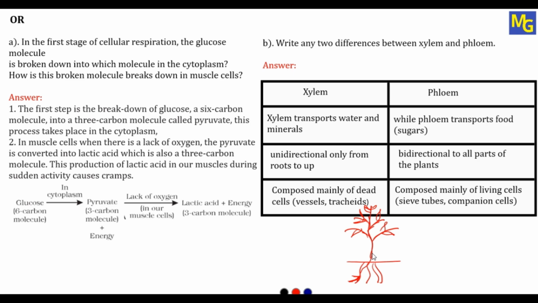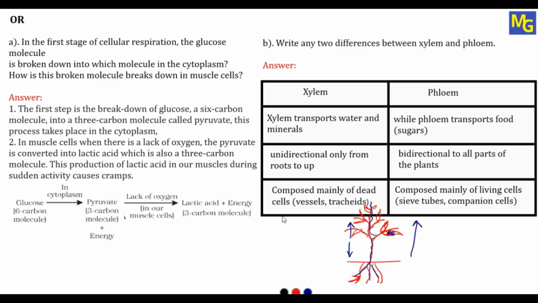But in case of phloem, leaves will produce the food. Now see, imagine this leaf, it is producing the food. So whatever food is produced in these leaves, it has to be carried upwards to all parts of the plant, as well as carried downwards to all the roots and remaining parts of the plant which are present downwards. So phloem will work bidirectionally, upwards as well as downwards. But xylem will work only upwards, unidirectionally. So that is the meaning of this point.